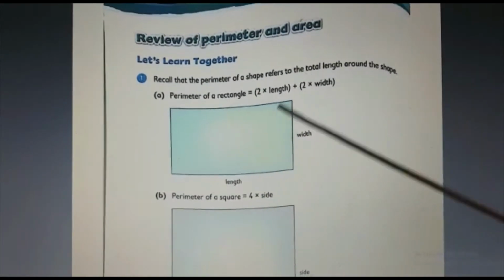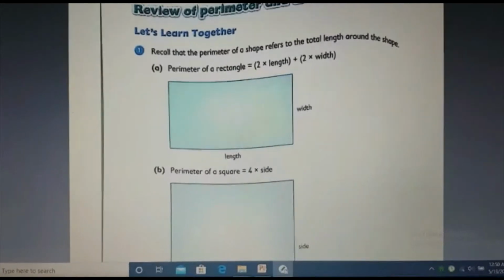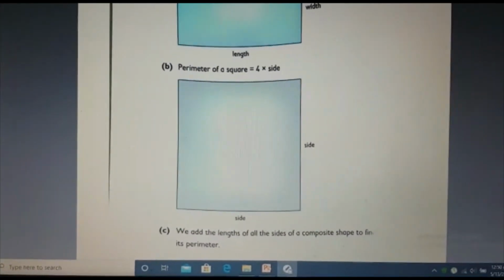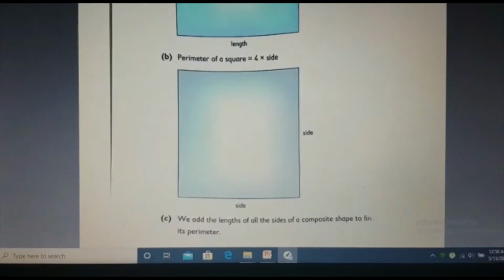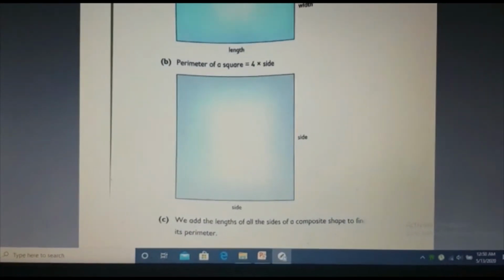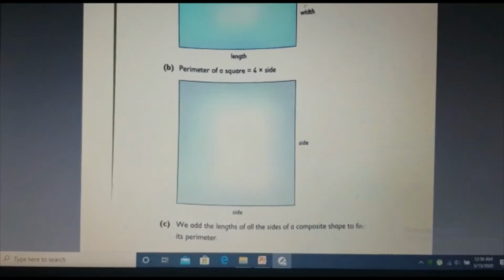What is the perimeter of a rectangle? It is 2 times length plus 2 times width. And what is the perimeter of a square? It is 4 times side. Why? Because all the sides are same. So before starting this, if you haven't watched the last video, please go through that and watch that first. The area and perimeter introduction is given there. It is the thing which you have studied last year. But first you go through that and then you do this.